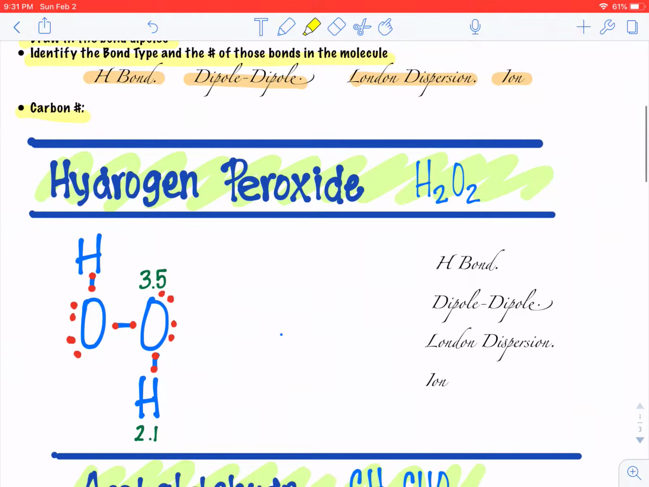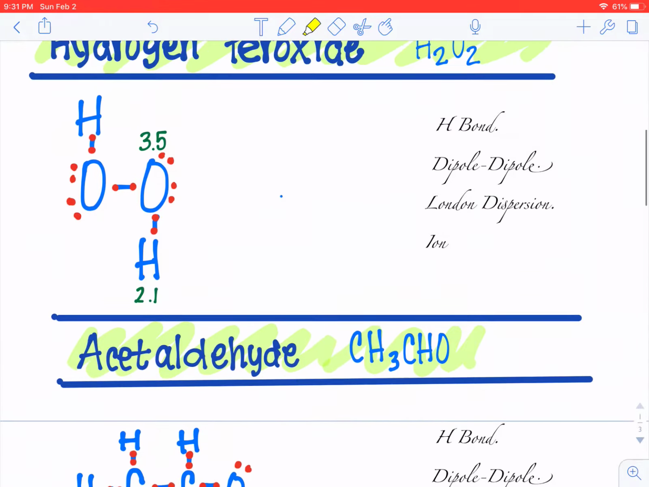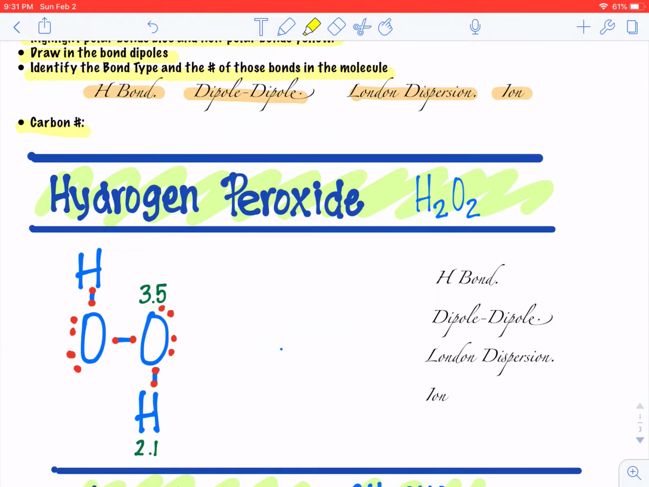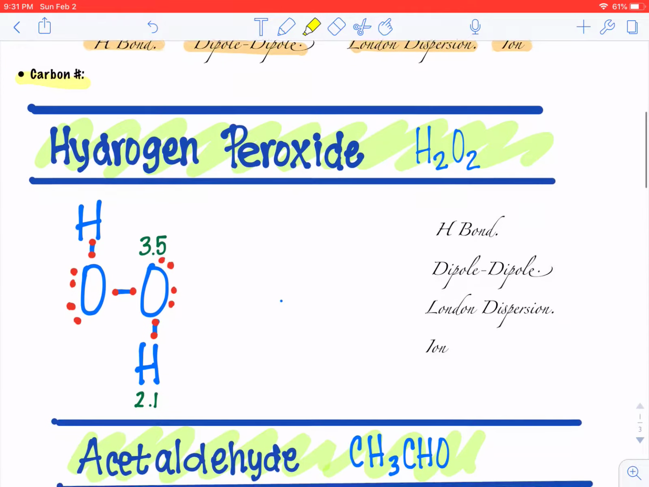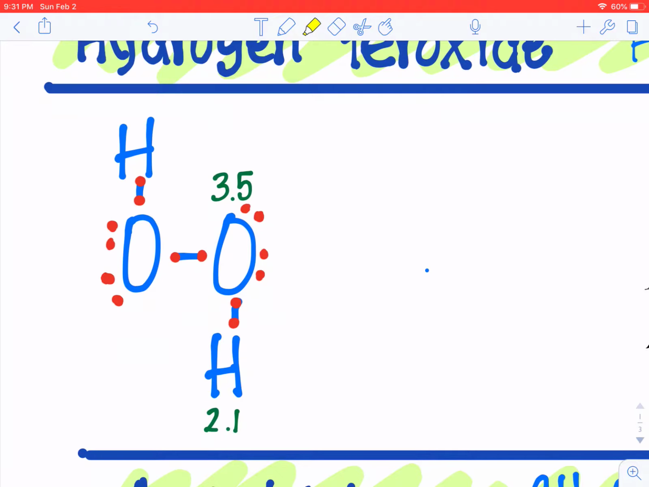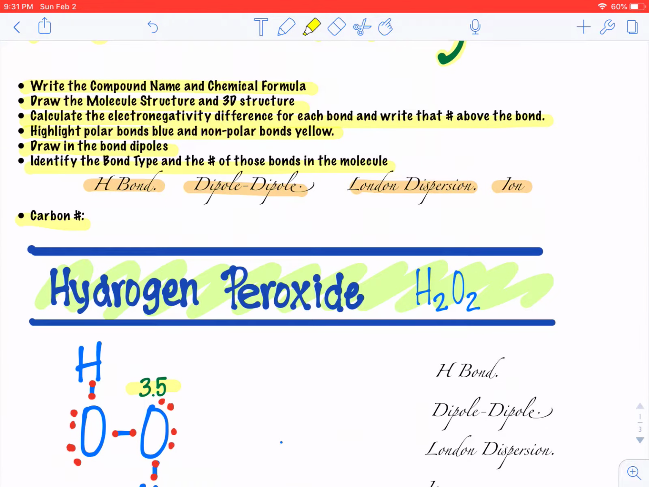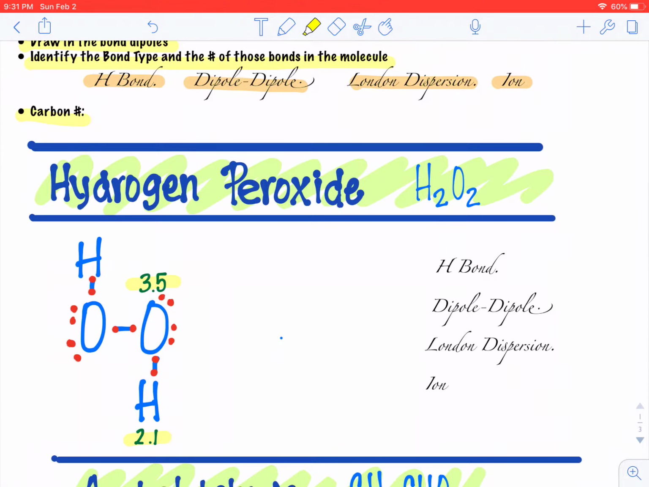The two molecules I'm going to be comparing are hydrogen peroxide and acetaldehyde. And hydrogen peroxide has a formula of H2O2. And you can see that I have bonded all of my atoms together. And I also wrote down the electronegativities. So oxygen has 3.5, hydrogen 2.1. So once I have that, then we're going to go ahead and see if we can identify where the electronegativity differences are and if we have any polar bonds in our molecule.